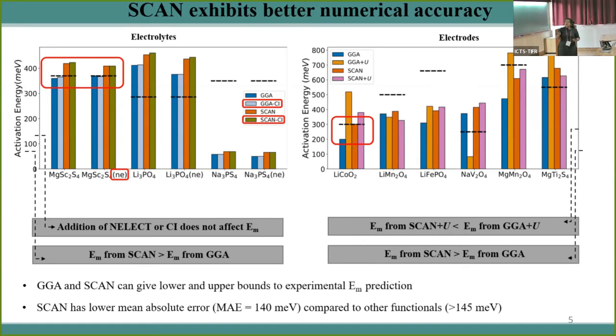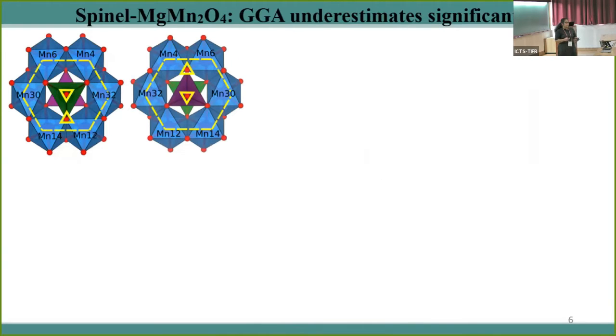So to understand these trends in detail, I'll try to explain two systems in the interest of time. The first one is the MgMn2O4 spinel. This has the oxygen anions forming a face-centered cubic lattice, and the octahedral and tetrahedral voids are occupied by the manganese and magnesium ions respectively. For the magnesium ion to migrate, it has to move from the initial tetrahedral site to the final tetrahedral site via the octahedral intermediate site.